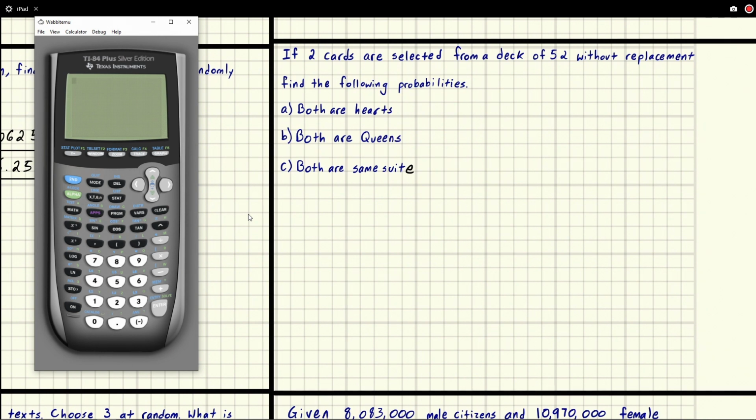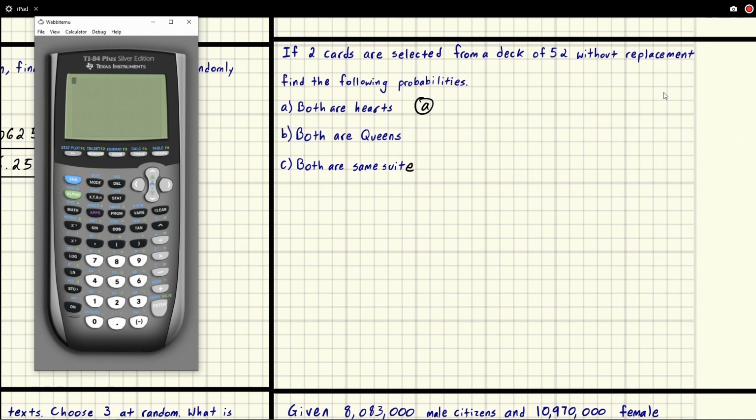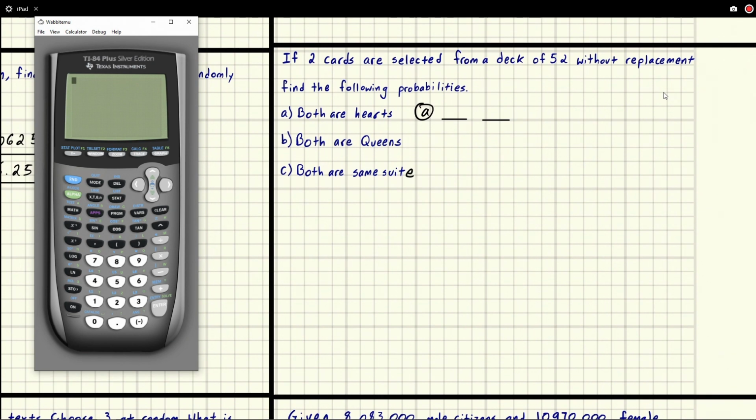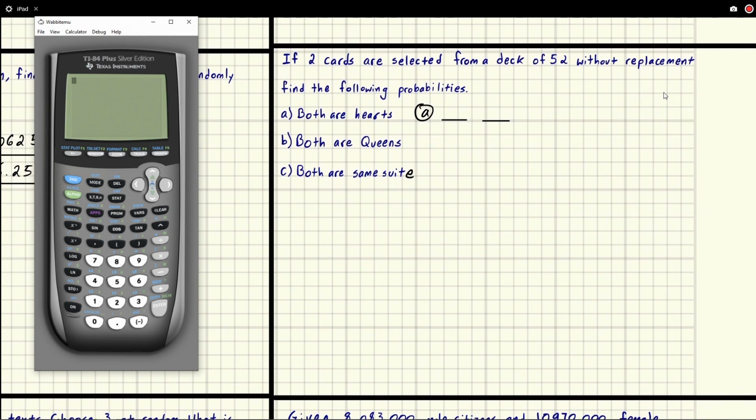So A, both are hearts. Let's do A right here. We've got two cards that we're drawing. And are we replacing them? Nope. It says here without replacement, which means we're going to lose a card every time. So we're going to have two cards. Here's my first card spot, my second card spot. And we start off with 52 cards and we go down to 51 cards.